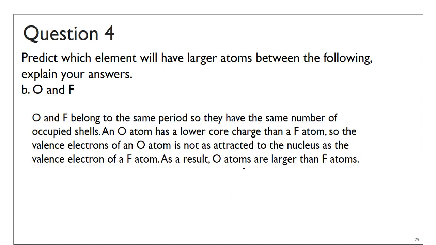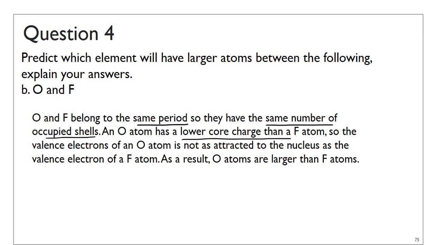Similarly, when we have part B, I will start by saying that they belong to the same period, and then my comparison would spring from the properties of elements in the same period. In this case, they have the same number of occupied shells, but one has a lower core charge than the other. You can also say that one has less valence electrons or less protons, but core charge is a nice way to sum all of that up.